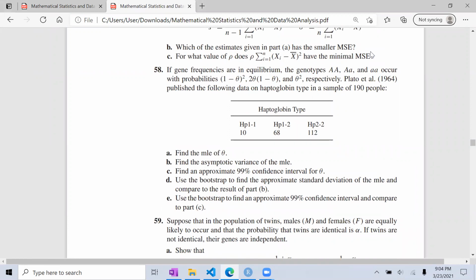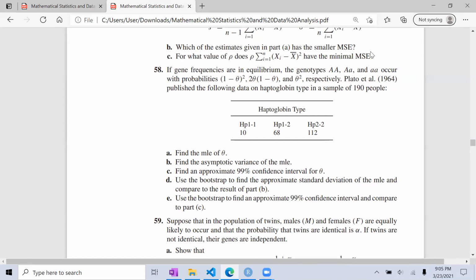So what you actually saw, what Plato et al. saw, was essentially that when you looked at the actual haptoglobin type, HP11 had a frequency of 10, HP12 had a frequency of 68, and then HP22 had a frequency of 112. So the question is then to determine the likelihood, like what's the odds of seeing that particular frequency if you truly actually have theta equal to 1/2.